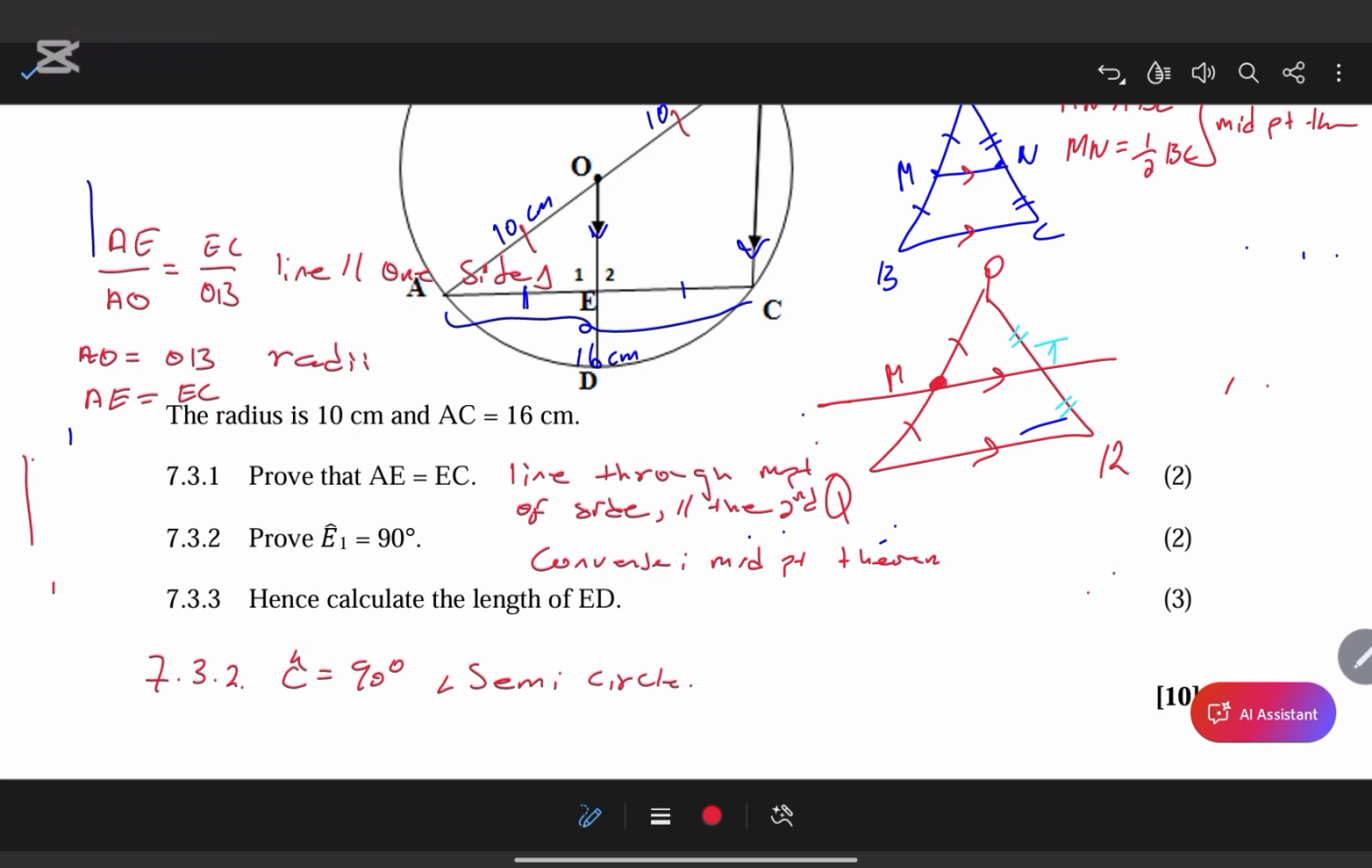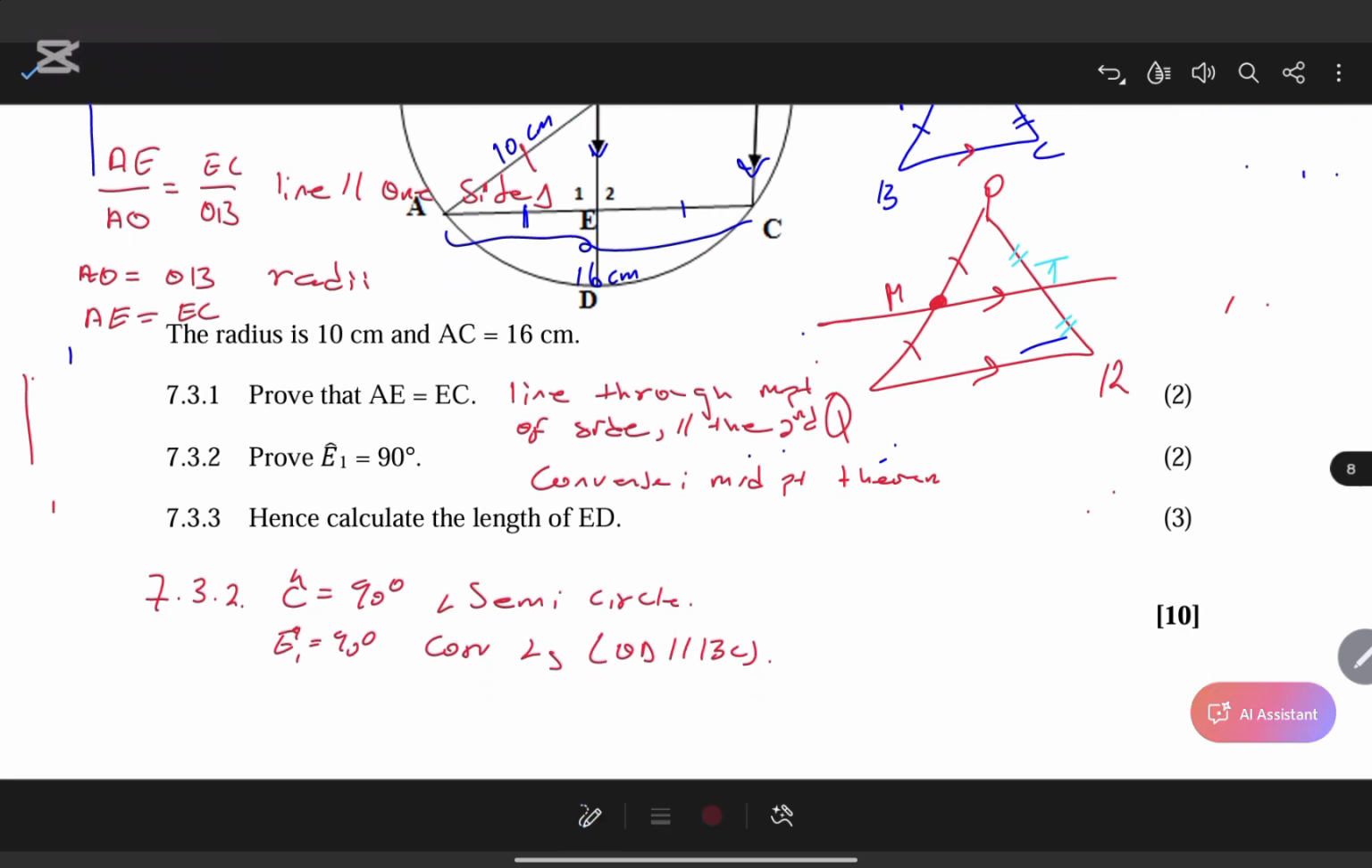Now, if angle C is 90 degrees and the line OD is parallel to the line BC, therefore E1 is equals to 90 degrees. This is corresponding angles. Now, they are corresponding because they're equal because OD is parallel to BC.